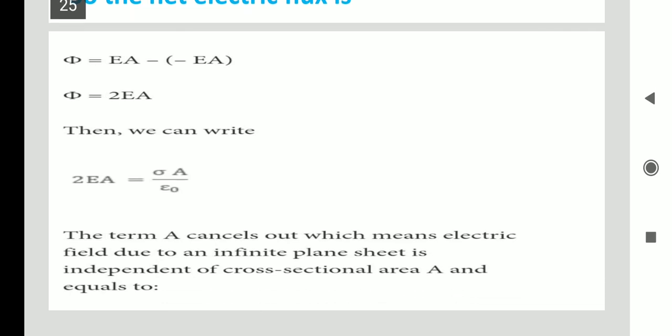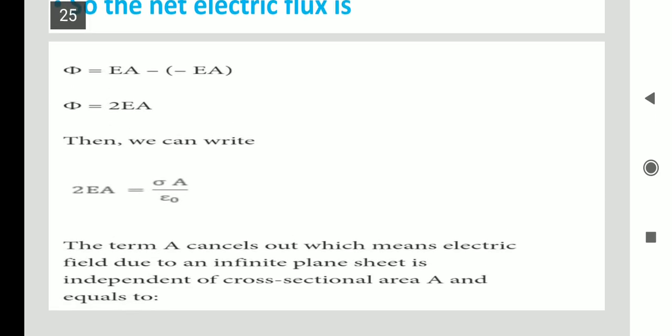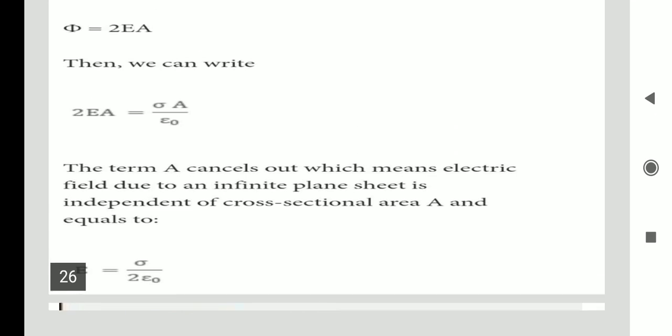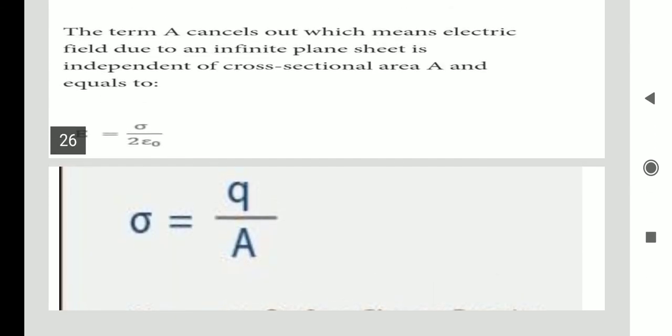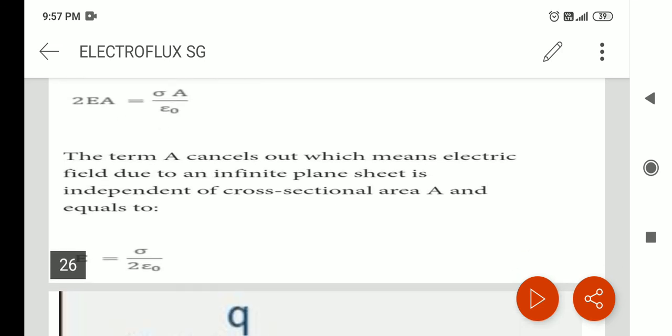Then according to Gauss law, phi equal to Q by epsilon naught, where phi is 2EA. Now, what is Q? Sigma equal to Q by A, then Q equal to sigma A. In place of Q we consider sigma A by epsilon naught. Therefore A is cancelled, and E equal to sigma by 2 epsilon naught. This is the electric field due to an infinite plane sheet as well as an infinite wire. Thank you.